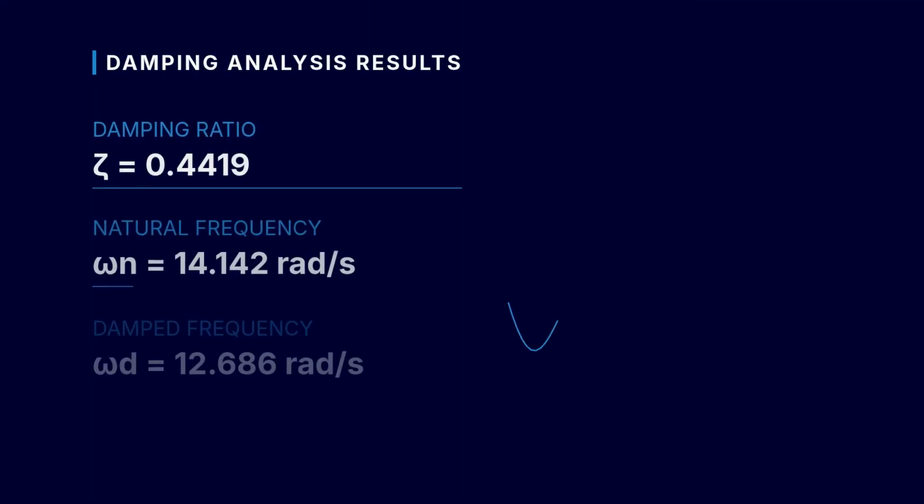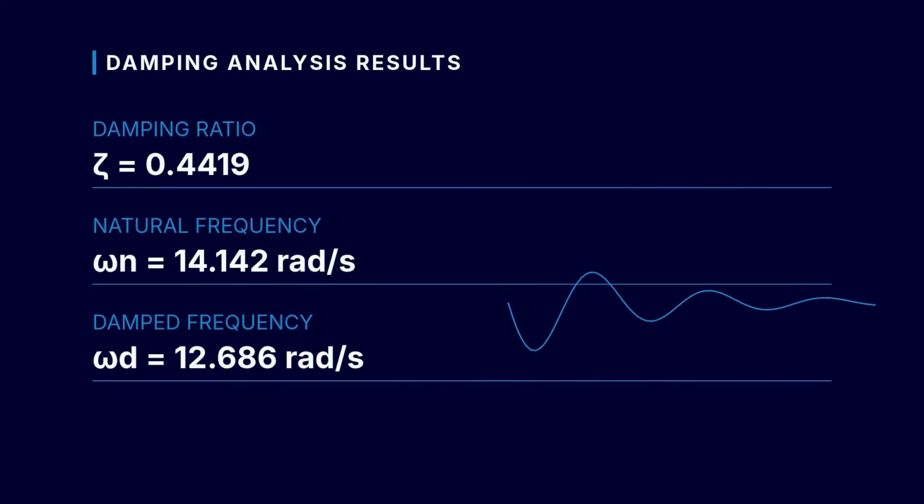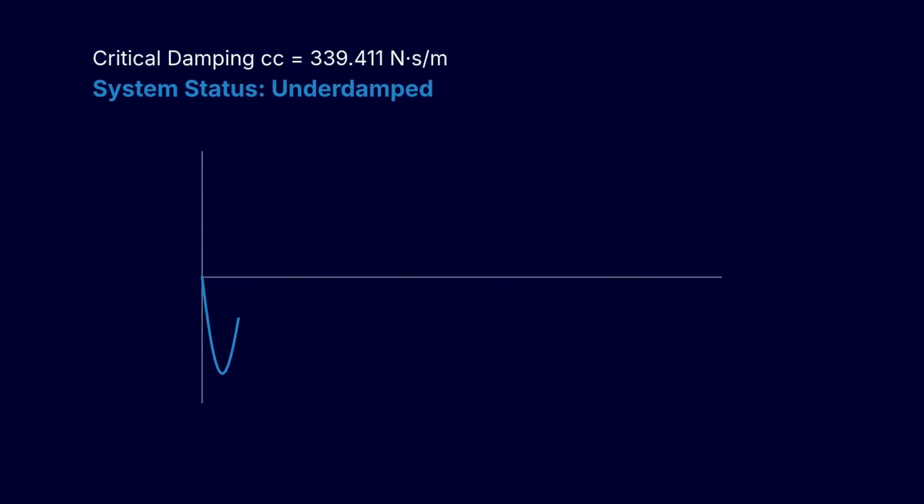The damping ratio zeta equals 0.4419. The natural frequency omega n is 14.142 radians per second. The damped frequency omega d is 12.686 radians per second. The critical damping Cc is 339.411 newton seconds per meter.